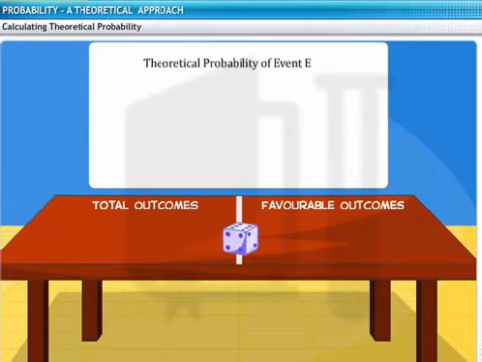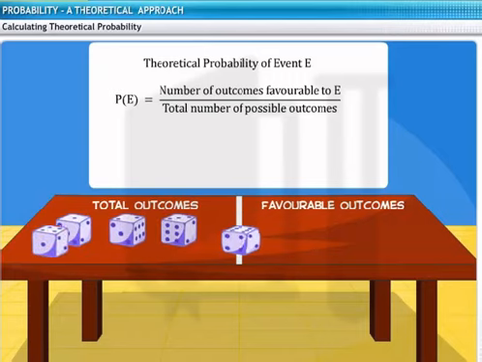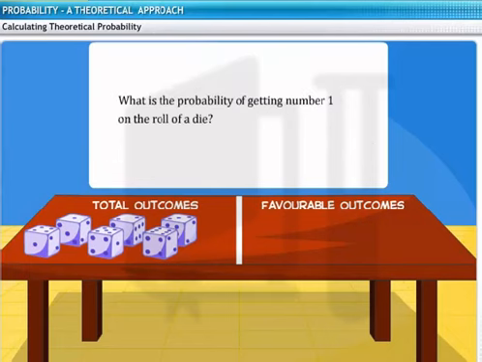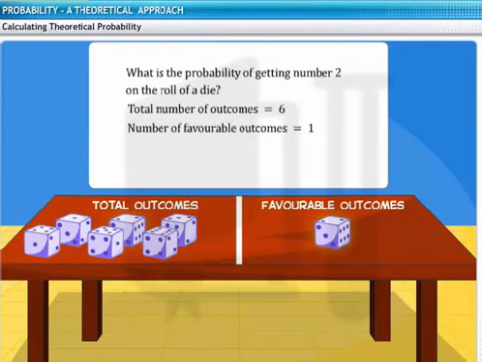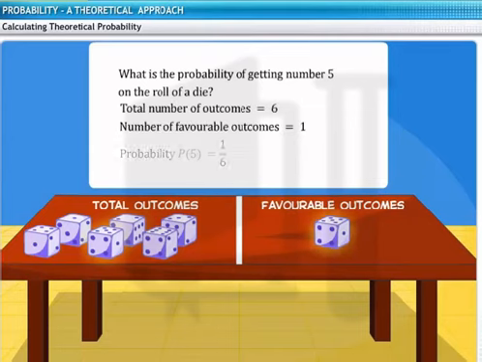The theoretical probability of an event E, denoted by P of E, is given by the number of outcomes favorable to E divided by the total number of possible outcomes. Now, observe the total number of possible outcomes when you roll a die. Each of these outcomes is called an elementary event. Now, let us investigate the probabilities of all the elementary events of rolling a die. The probability of getting the number 2 on the roll of a die is 1 by 6. The probability of getting the number 5 on the roll of a die is again 1 by 6.